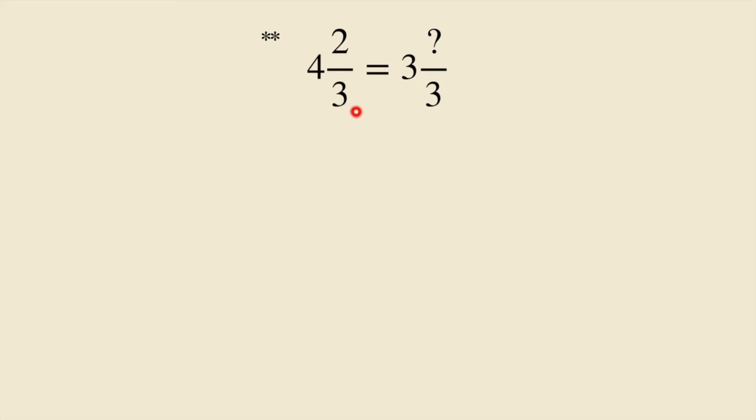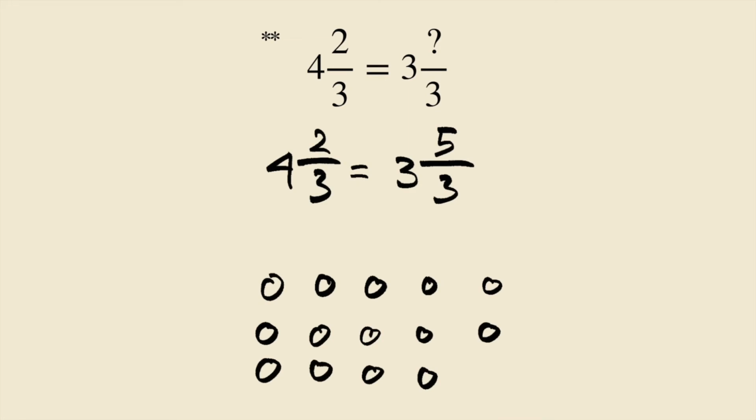Well, the denominators here are both 3, but the whole number is different. Okay, so let's turn the whole number from 4 to 3. Notice, what is the meaning of 4 wholes and 2/3? That means I've got 4 groups of 3 and a remainder of 2. Well, let's say we already have 3 wholes. Let's keep 3 wholes here: 1 whole, 2 wholes, 3 wholes. Now what's left behind? 1 whole, 2 wholes, 3 wholes. What's left behind? Is it a remainder of 2? No, it's a remainder of 5.